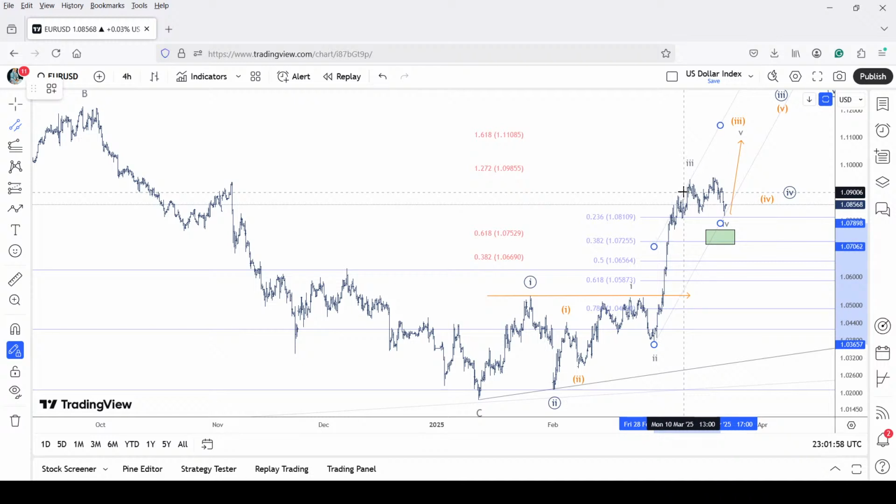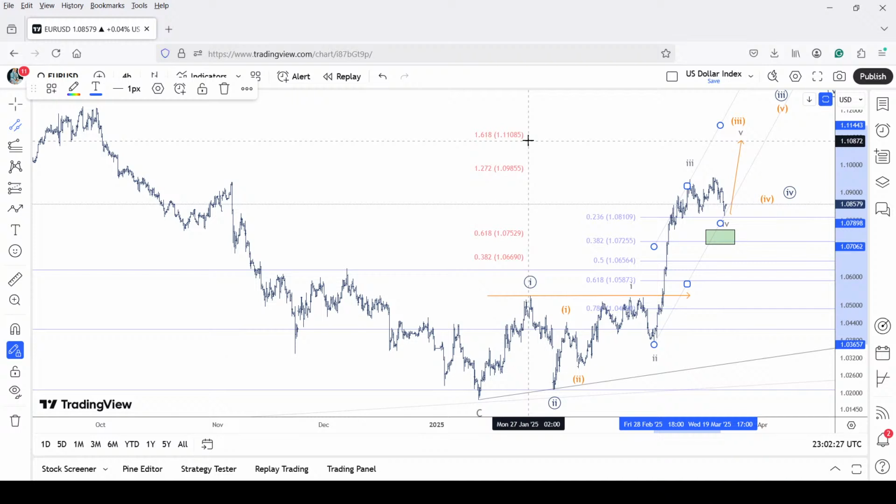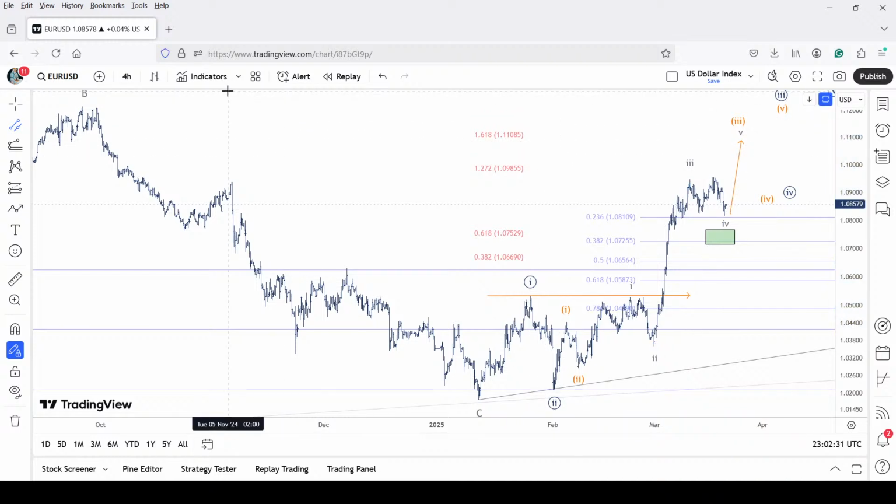Alright, that is wave 3, and the convergence point is 1.1150, and it's quite steep, so possibly it could rally very fast if it wants to meet the channel requirements as well as the extensions here, 1.1108. So I think we are now good, with a reasonable amount of confidence.